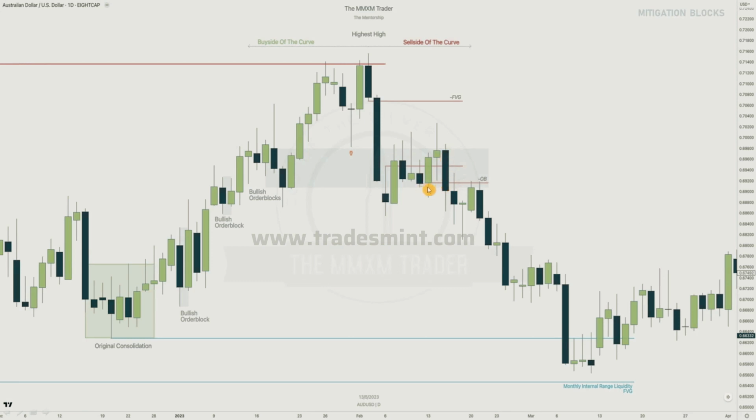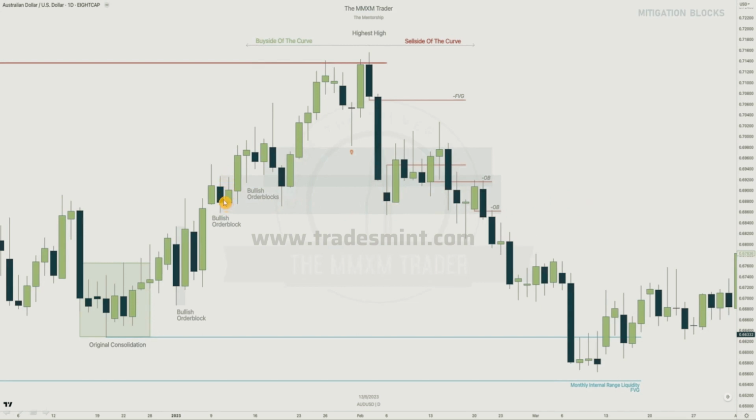So this mitigation block coupled with a bearish order block, and then we can find an entry over here. Price keeps continuing down until we reach that internal range liquidity, right? Again, from external to internal, and then the sell side of the curve with those mitigation blocks. We have another one over here and another one over here, which we can outline too.